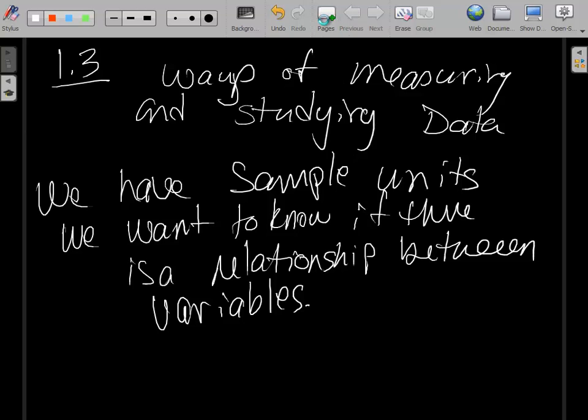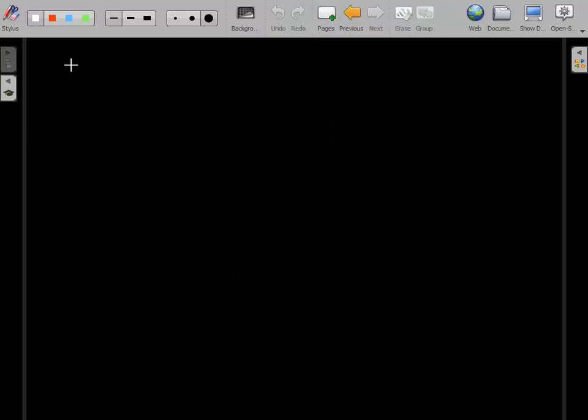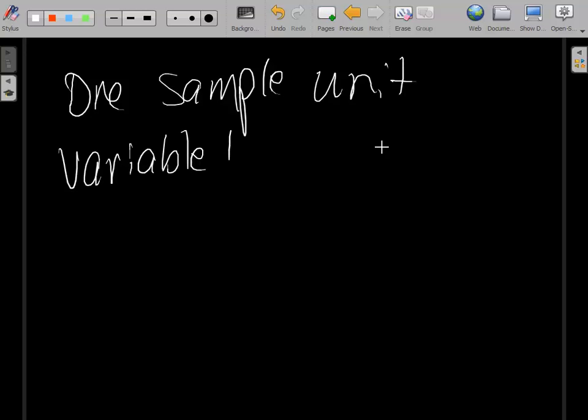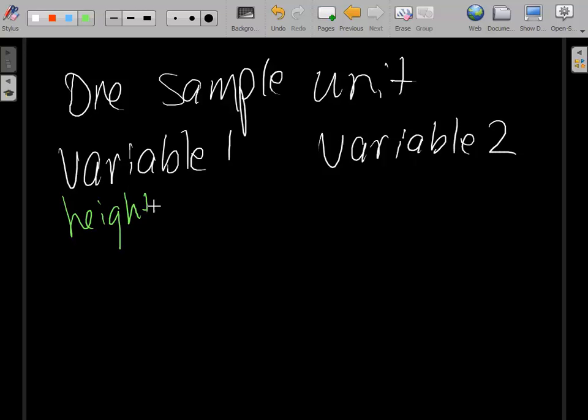Okay. So one way to do this is to take a single sampling unit. So we take one sample unit and we measure two different variables. So variable 1 and variable 2. So for example, we have a classroom of 6th graders, and we want to measure the height, and we want to measure the weight. Okay, and the purpose, we're trying to establish a relationship. Is there, in other words, answer the question, is there a relationship between a student's height and weight?